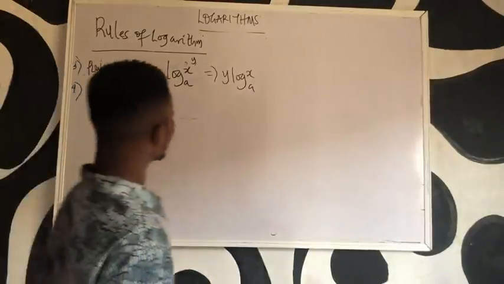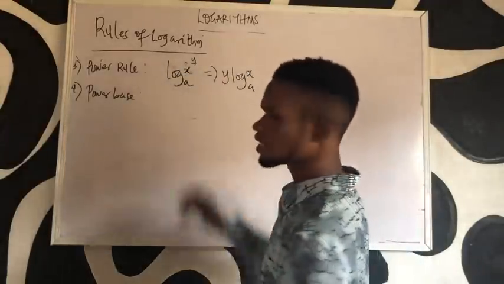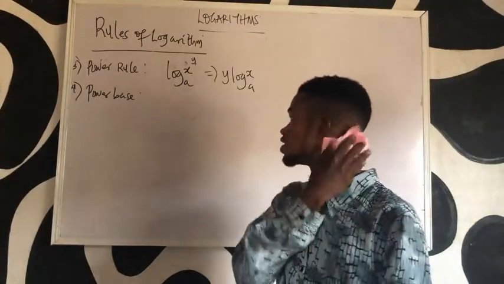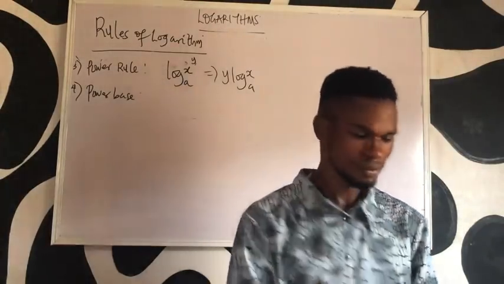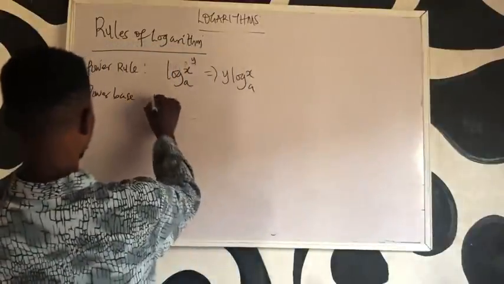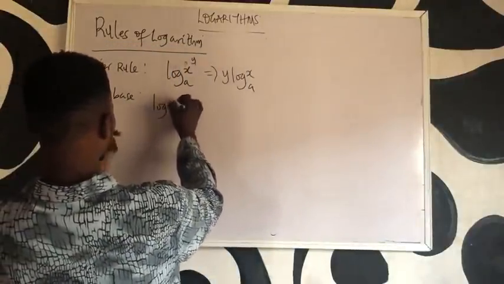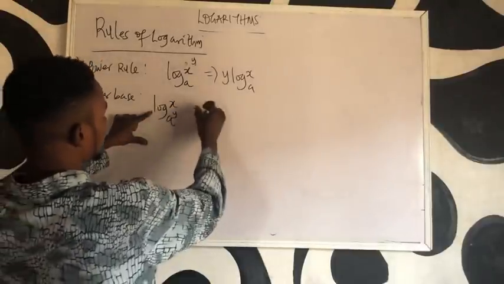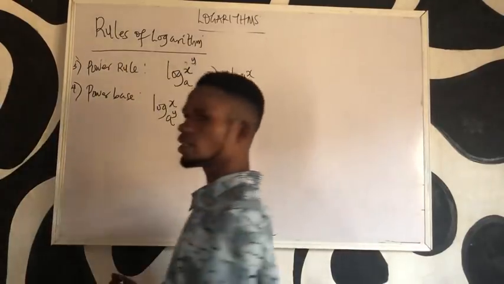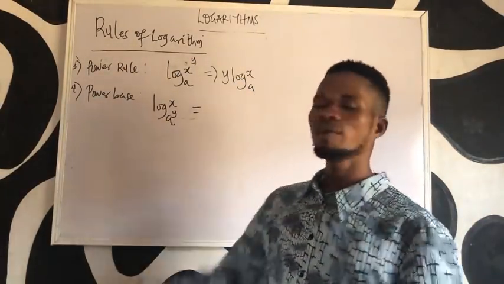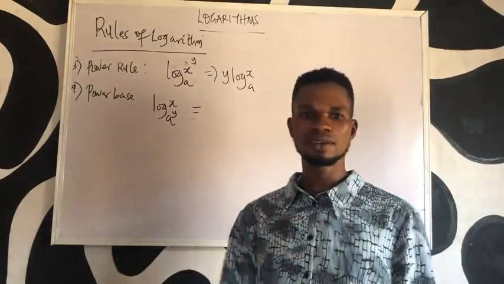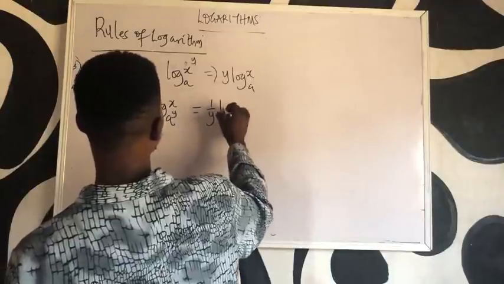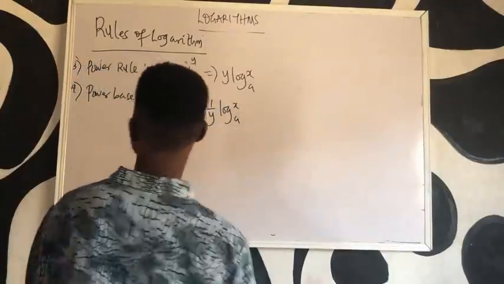Okay, another one is, let's say, the power base. This is the case where it is the base that is raised to a certain power, not the logarithm of the number. Log x base a raised power y. So when it is the base that is raised to a certain power, the reciprocal of the power will be used to multiply the logarithm itself. That will be 1 over y log x base a.